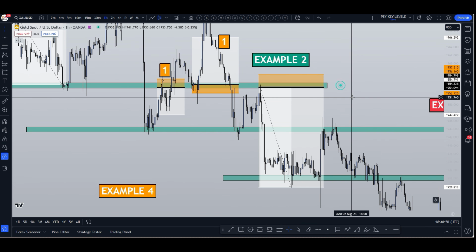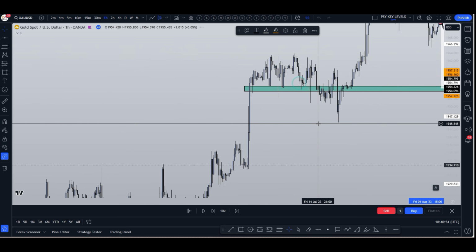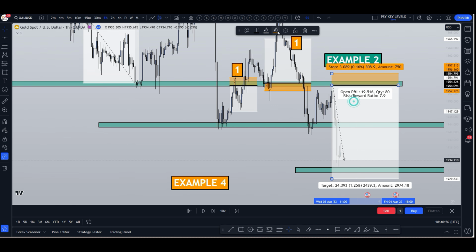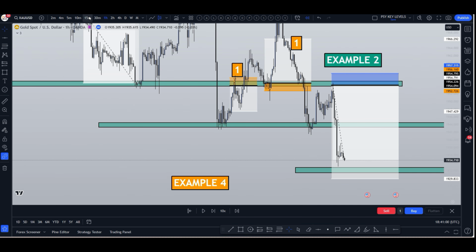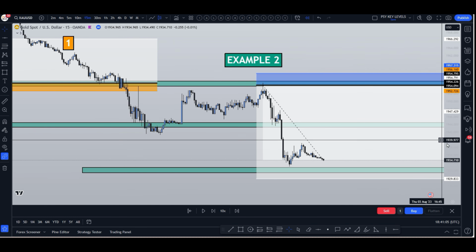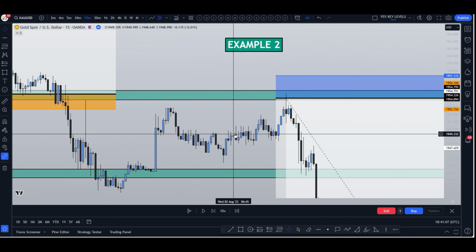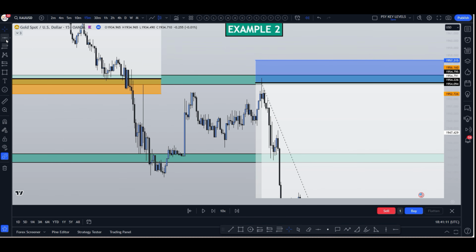So okay, but now how would we enter this? By the way, this is a win, so let's turn this blue. We break this down to the 15 minutes. Price comes back up, and what do you do? You draw your key level.